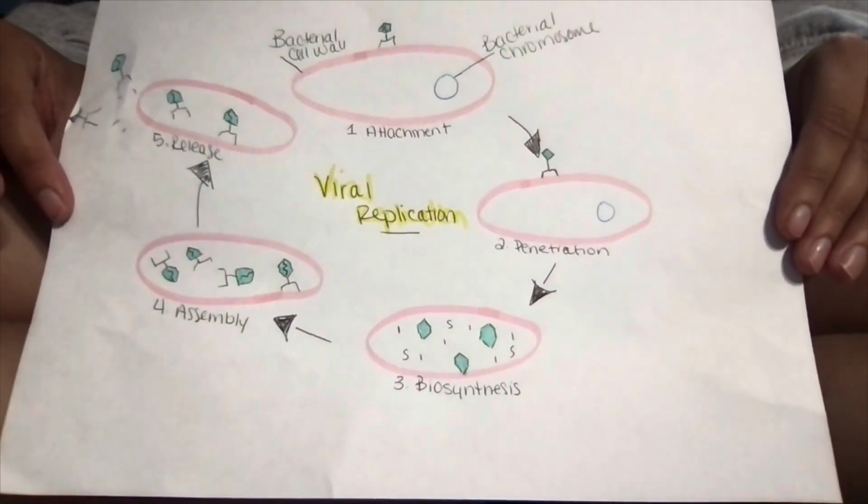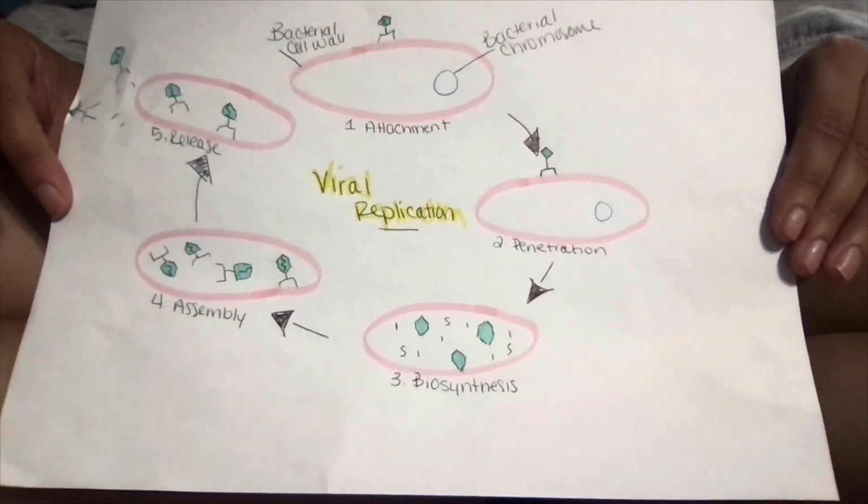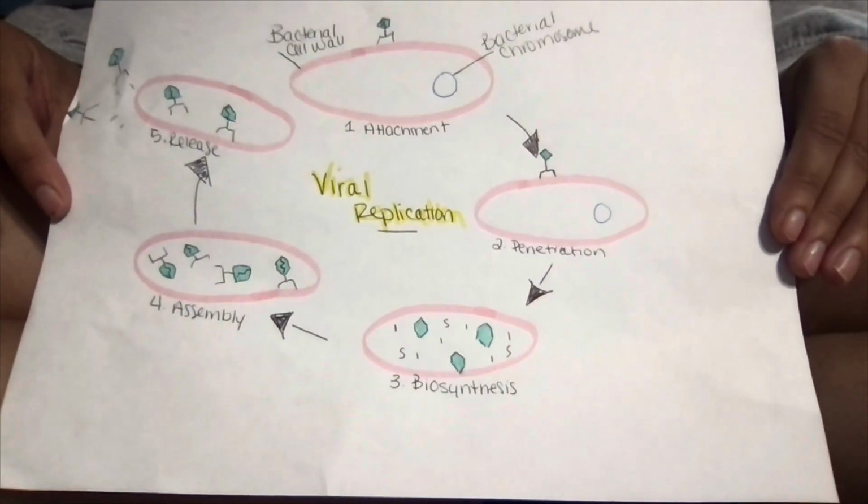Viral replication is when a virus needs to go through a process of replication to create new infectious virions that are able to infect other cells of the body.